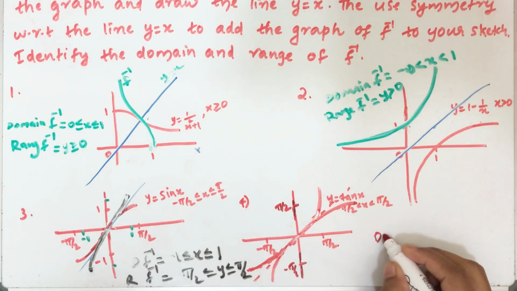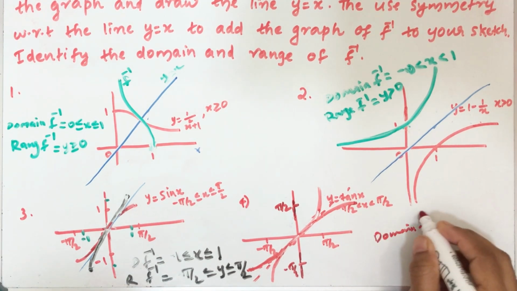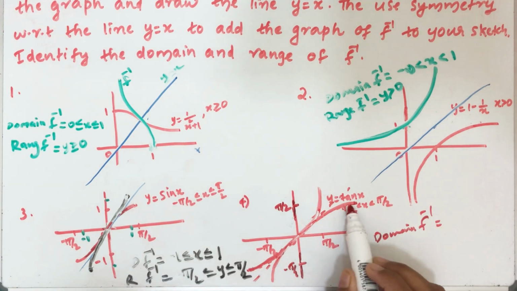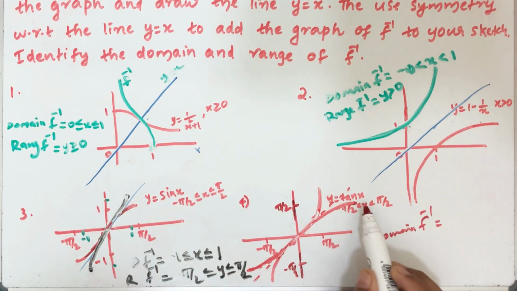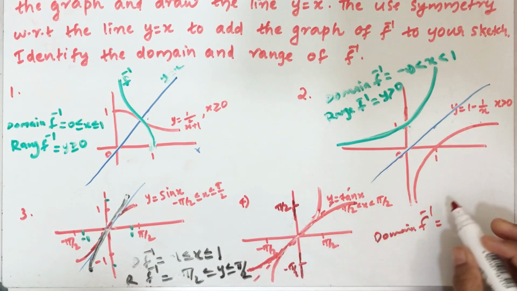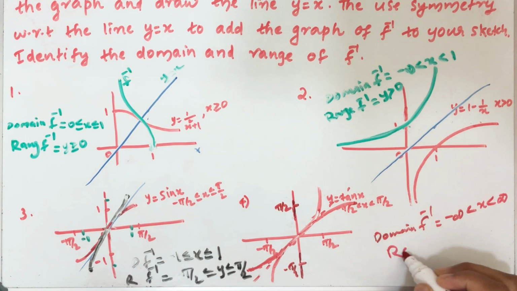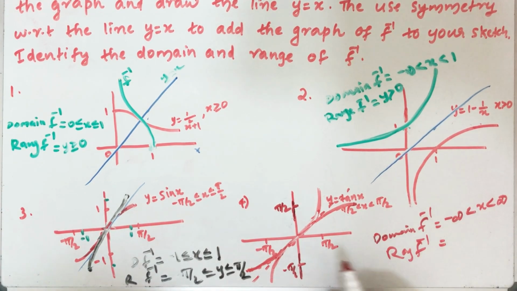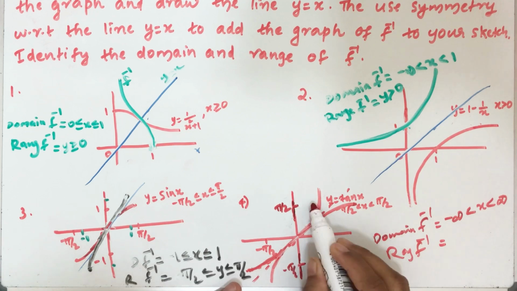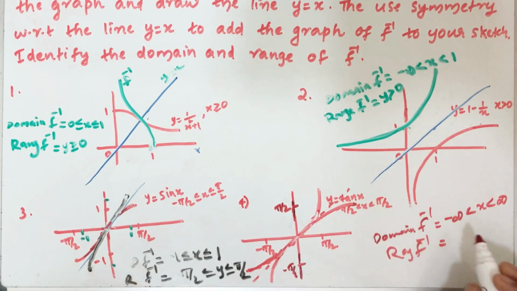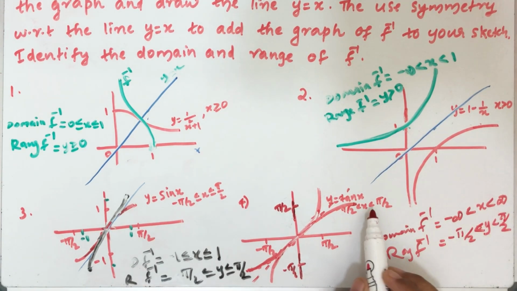See the domain of f inverse, see the x-axis. This is the graph. I have no other color, sorry. Here it goes from minus infinity to infinity. So the domain is minus infinity less than x less than infinity, and the range of f inverse, see the y-axis, here minus pi by 2 to pi by 2. Minus pi by 2 less than y less than pi by 2. This you can directly see. Here the domain of f is given, so this is the range of f inverse.